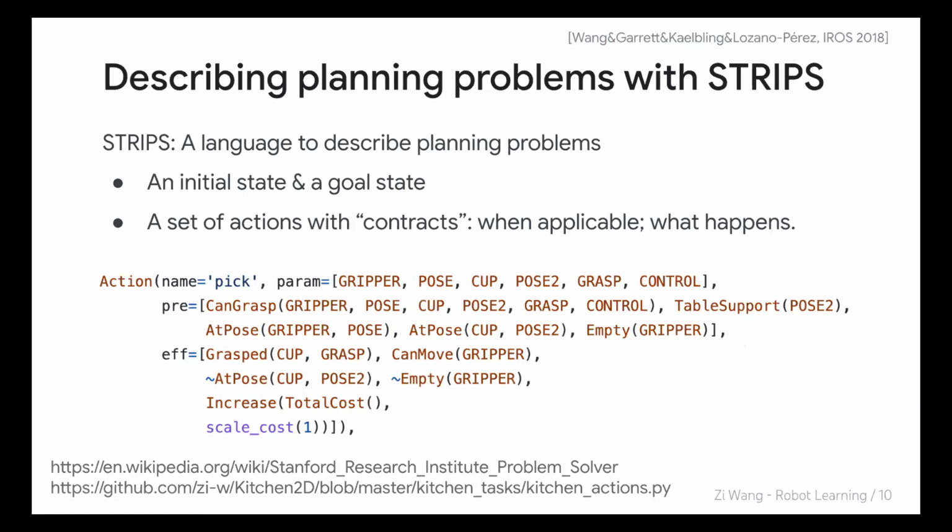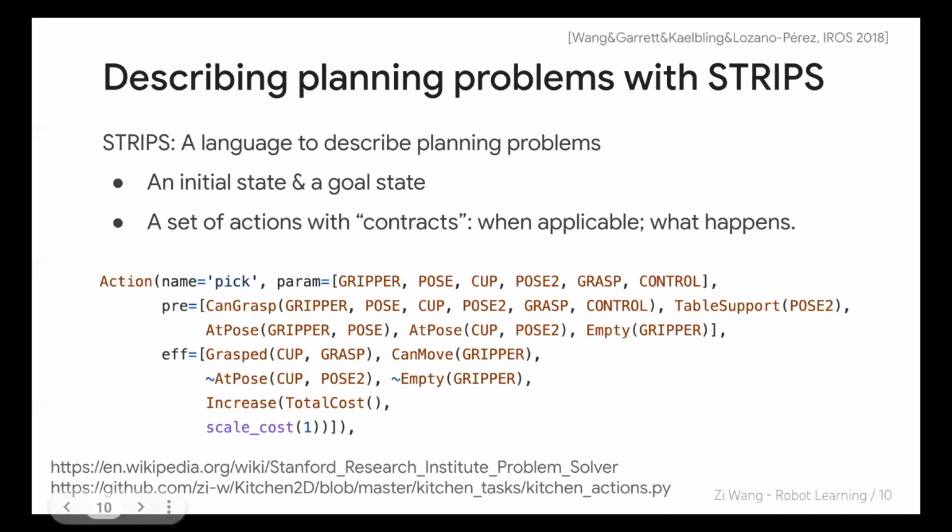So we want to make sure that if I have a surface, the cup isn't floating in the air. And there are some basic requirements, like the gripper is at the pose that we are specifying, the cup is at pose 2, and the fact that the gripper right now is empty. So if you imagine the gripper already picked up something, then of course it can't pick up another cup.